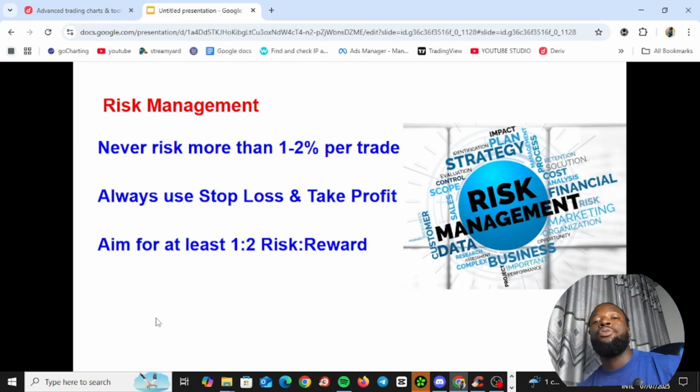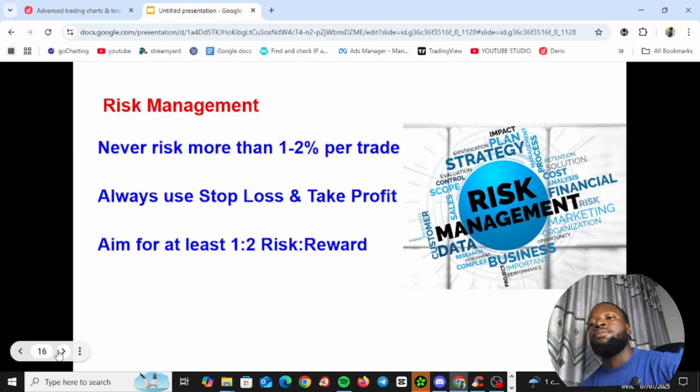You don't have to risk the whole of your capital for you to make some particular amount, because there are losses and there are wins. You can't avoid losses. That is why you need to always apply risk management. Risk some percentage of money and aim for a particular risk to reward ratio.